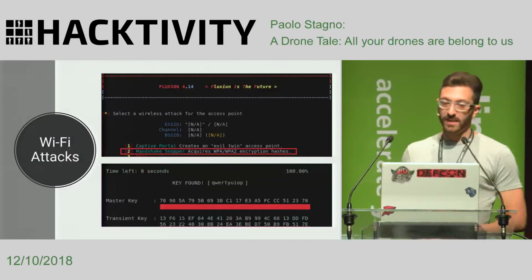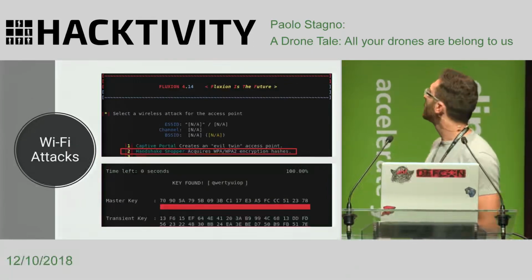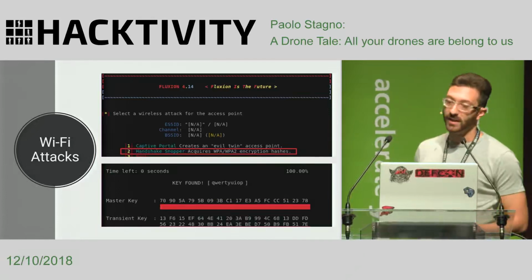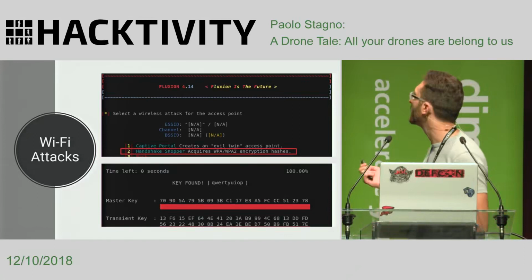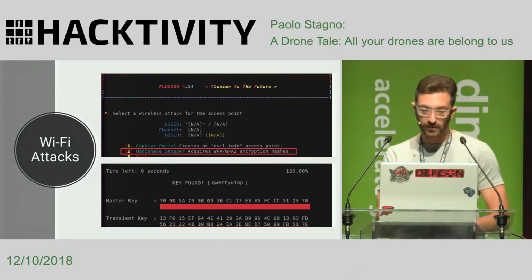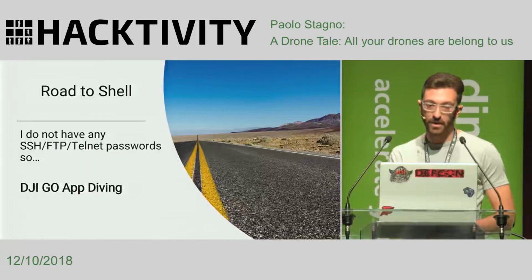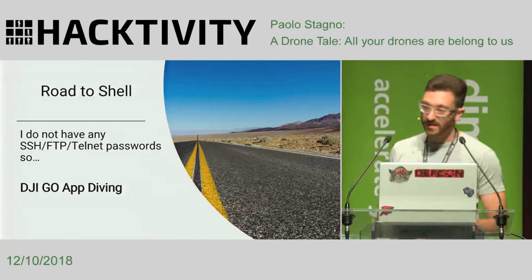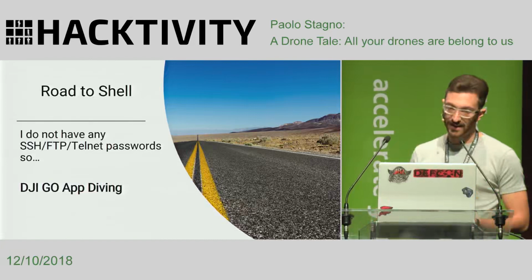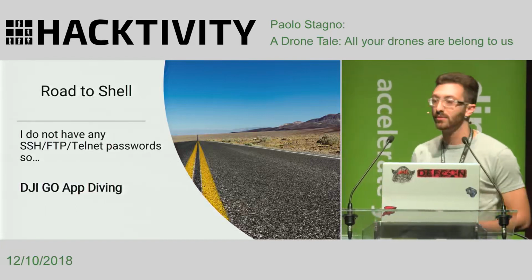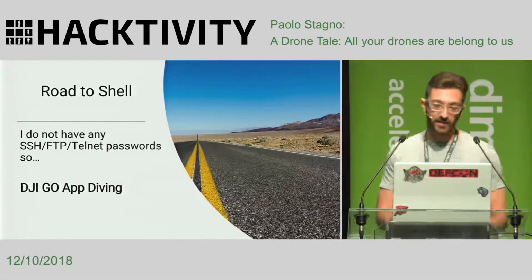And this is one of the examples. So I was using Fluxion and a good dictionary, and it was just a matter of some time to recover the pre-shared key that you can see. Okay, so basically, my goal was to obtain at least a shell, possibly a root shell, on the main aircraft.